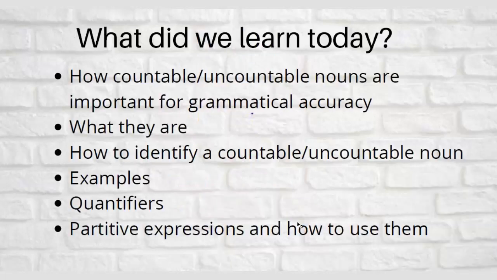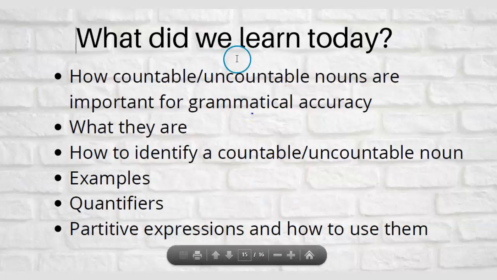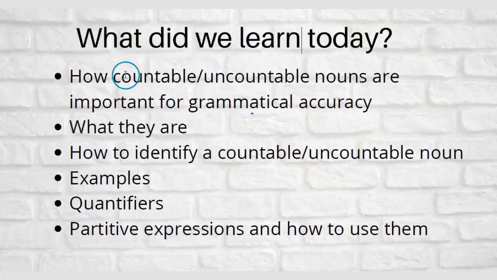After we learn anything, it is always really good to go back and revise what we learned. This is a really good mental exercise where we make a list of things that we understood and tried to learn. So what did we learn today? How countable and uncountable nouns are important for grammatical accuracy. You just saw in the beginning when I taught you why we should study them.